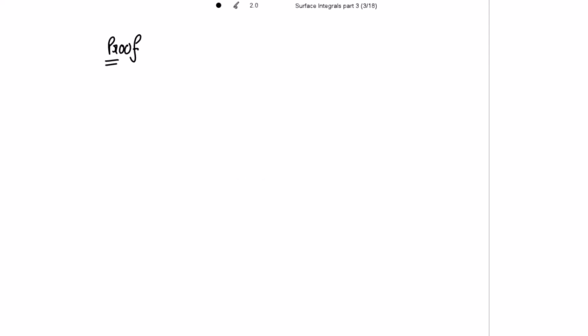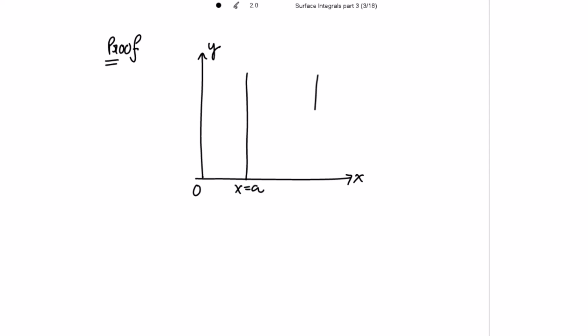Let's understand the region first. Suppose this is your x-axis and this is your y-axis. This is the origin O. Let me take two lines, x equal to a and x equal to b. The region is between these two lines, which is bounded by the curve C. Suppose this is your curve C.